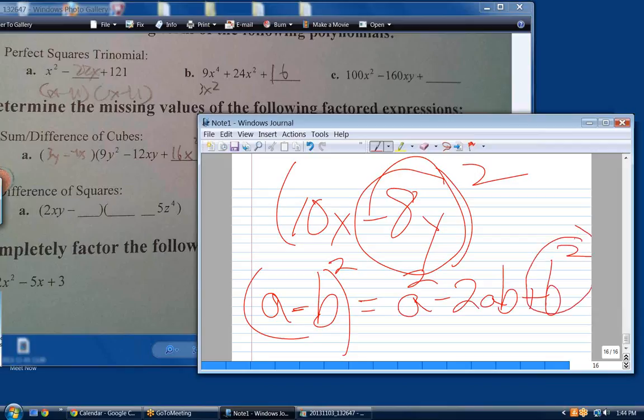Well, they're looking for the b squared term in the fill in the blank here. So first of all, we have to solve for b. The information we're given is that minus 2ab is equal to minus 160xy. So that allows us to solve for the b term. The b term is 8y. And since this is b squared, that's 64y squared.